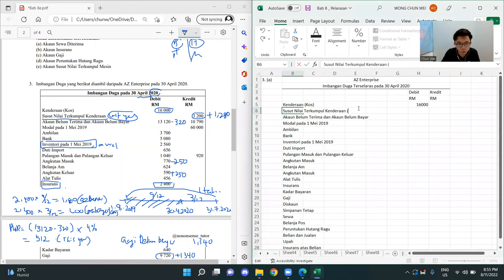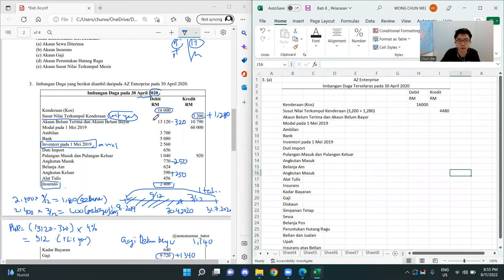so you can bracket, you can show working, 3,200 plus 1,280. You get 4,480. So you put it into the credit side.